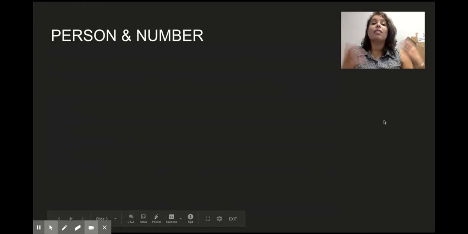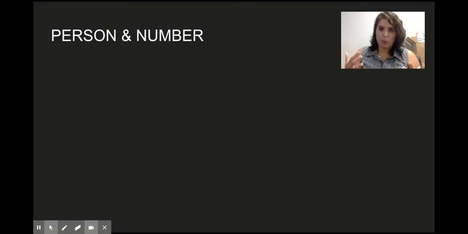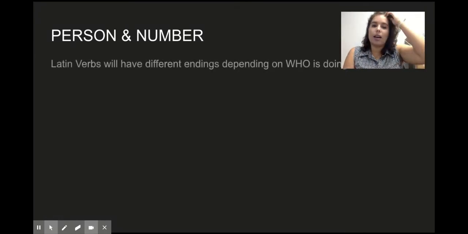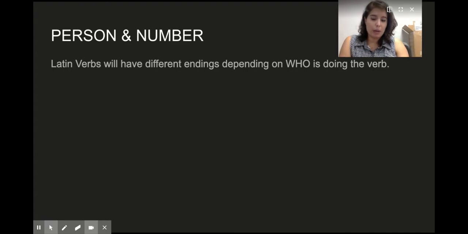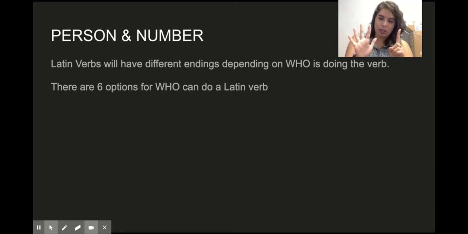So let's talk about person and number with verbs. As I said, Latin verbs will have different endings depending on who is doing the verb. And there are going to be 6 options as to who can do a Latin verb. There's 3 singular and 3 plural. So this is why I said person and number are tied together.